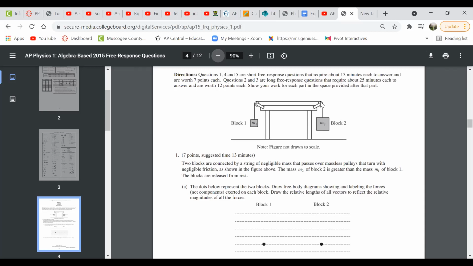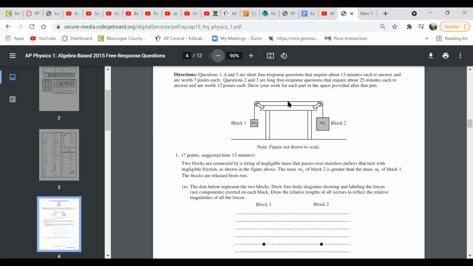So if you remember a modified Atwood's machine, it's the same idea, but one of the blocks is on the table, and the only thing causing the system to accelerate is gravity. The only unbalanced force is gravity because tension is an internal force that cancels itself out. But that's only the case because in this specific scenario, there are 2 blocks and 2 pulleys, right?